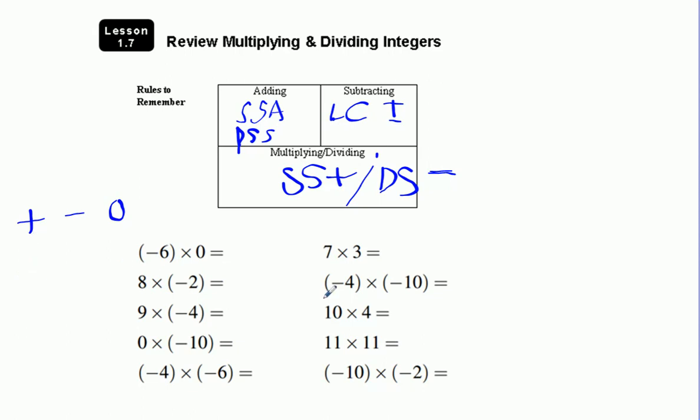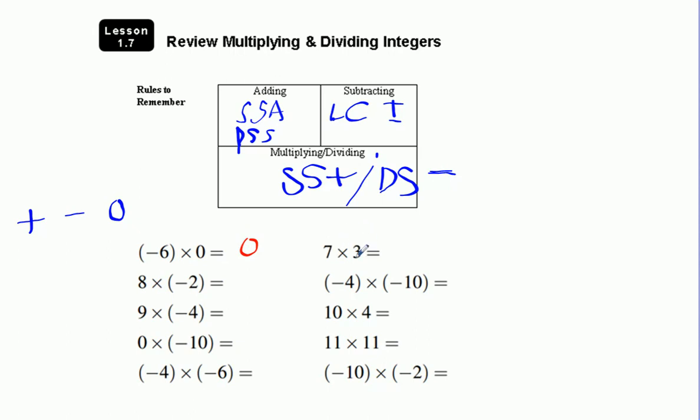Okay, if you're back, that means you're ready to go over these. So remember, if the two numbers in the problem have the same signs, the answer will be positive. If they have different signs, one is negative, one's positive, or one's positive, one's negative, the answer will be negative. And if there's a 0 in it, most likely it's going to be 0. So let's see. Negative 6 times 0. Well, that is going to be a 0.